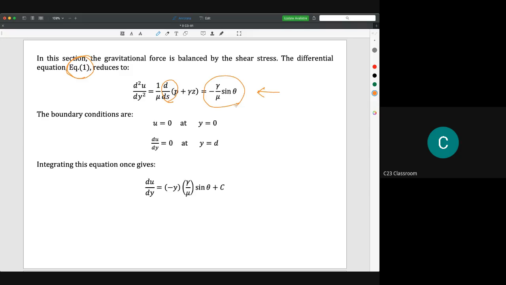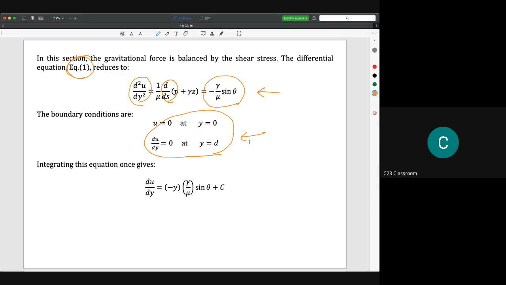Okay, and then we give the boundary condition to solve that problem. Because we have the second-order differential form here, d square u over dy square, we need to integrate two times. To solve that integration, we need to substitute the boundary condition values. These boundary condition values actually depend on the situation that you have.